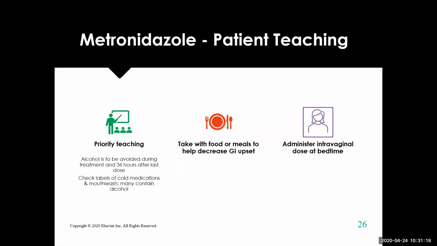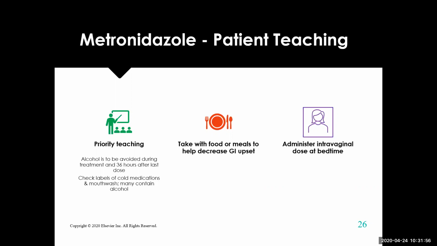So the priority teaching here for metronidazole is the alcohol avoidance. And also, besides alcohol itself, like beer, liquor, wine, they need to check labels of things like cold medications, any preparations that may have alcohol as part of it, like NyQuil is pretty well known for having alcohol in it. And then even mouthwash can contain alcohol. So that is where alcohol can actually hide in things and still cause a nasty reaction. So they need to be taught to look for that.